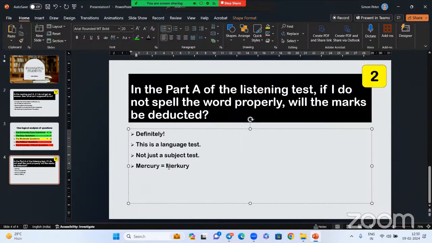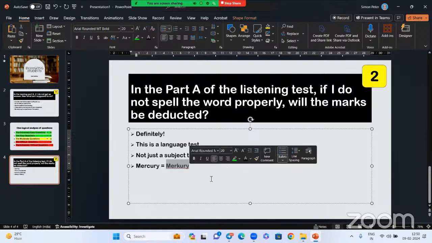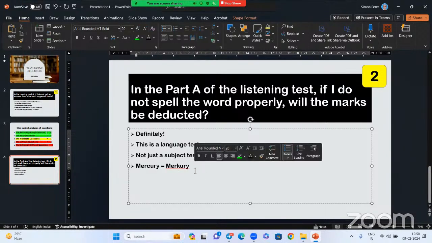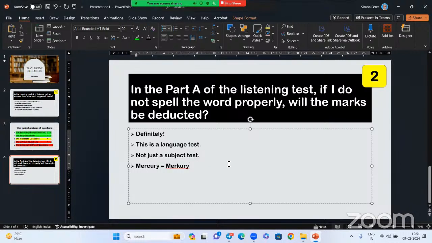Something you can read it out and you can find out that it is Mercury. But if it is in an English language test, this will be deducted, because how come you do not know the spelling? Spelling is a pivotal part of an English language test.